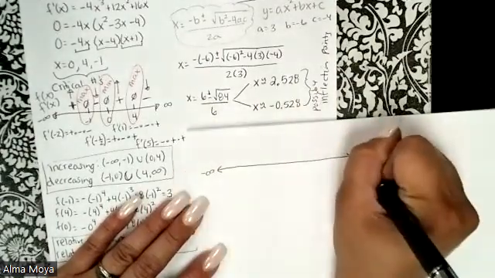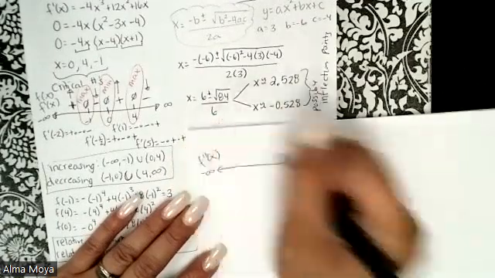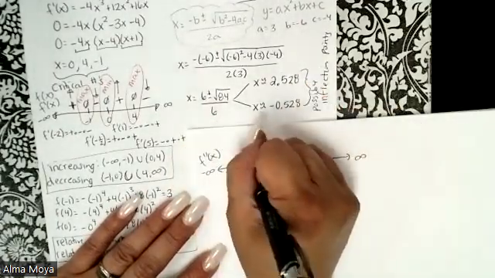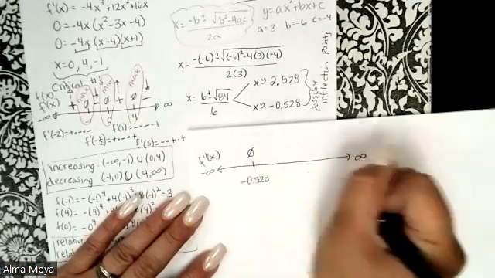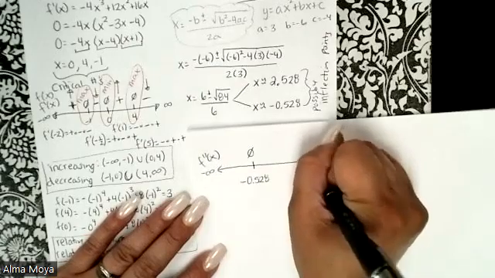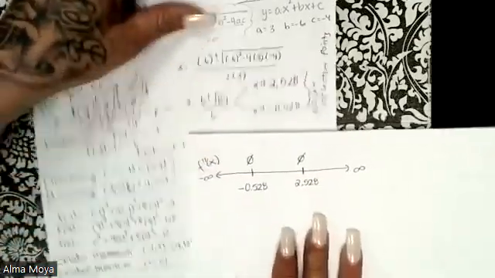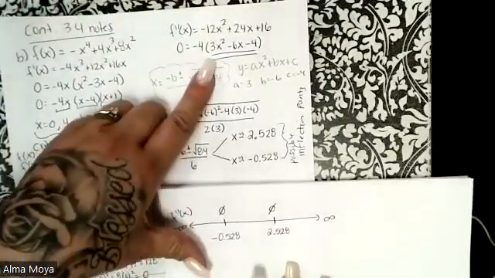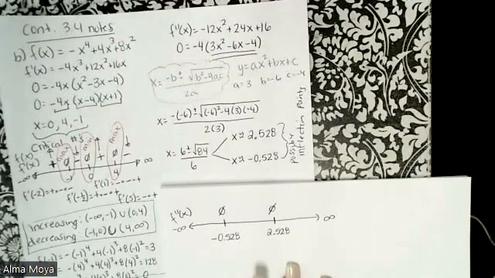This is negative infinity to positive infinity. This is my second derivative test. I need to include those 2 numbers. So right here is going to be the negative 0.528. And then right here will be the 2.528. And we are plugging it into the second derivative right here. I will have to use my calculator here to find out when it's positive and negative.